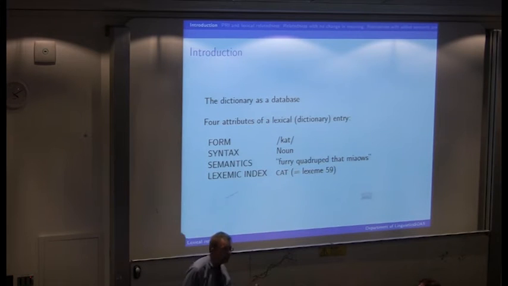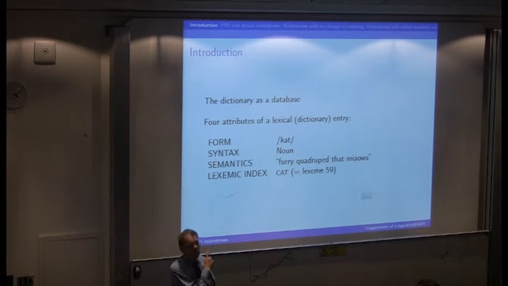So let's start out with some very, very simple ideas. And the first simple idea is the idea of a dictionary. I'm going to assume that a dictionary is a kind of database. What a dictionary is, it's a list of words and their properties. And I'm going to assume these four different properties or attributes for a typical word.